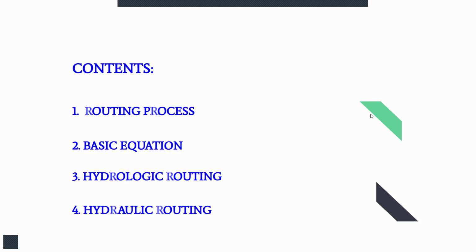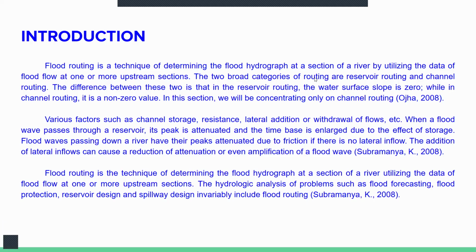Basically, the contents of this report will be the routing process, basic equation, hydrologic routing, and hydraulic routing. So, flood routing. What is flood routing? It is a technique of determining the flood hydrograph at a section of a river by utilizing the data of flood flow at one or more upstream sections.